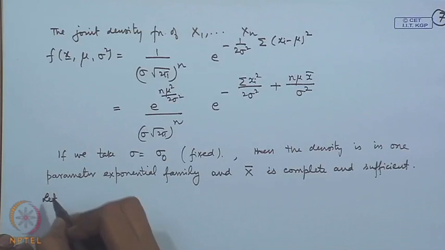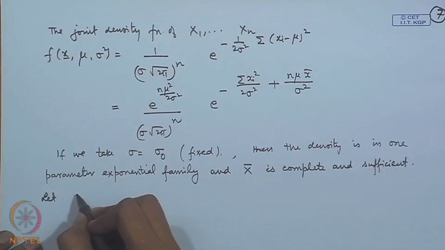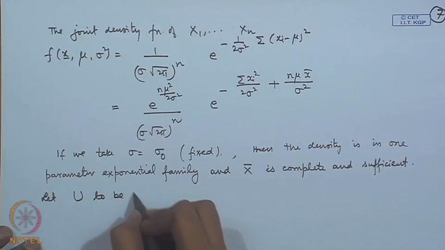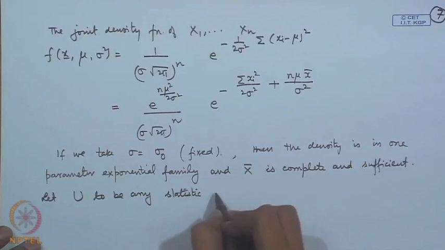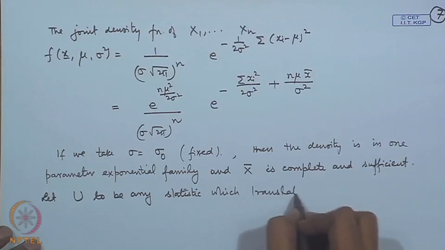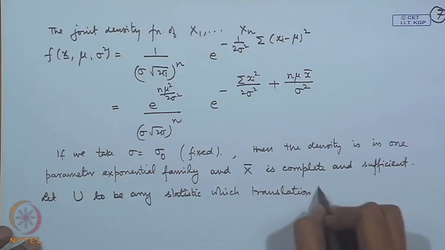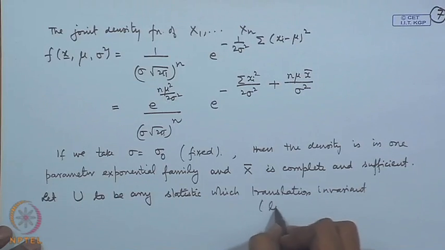Let us take, say, U to be any statistic which is translation invariant, or you can say location invariant.